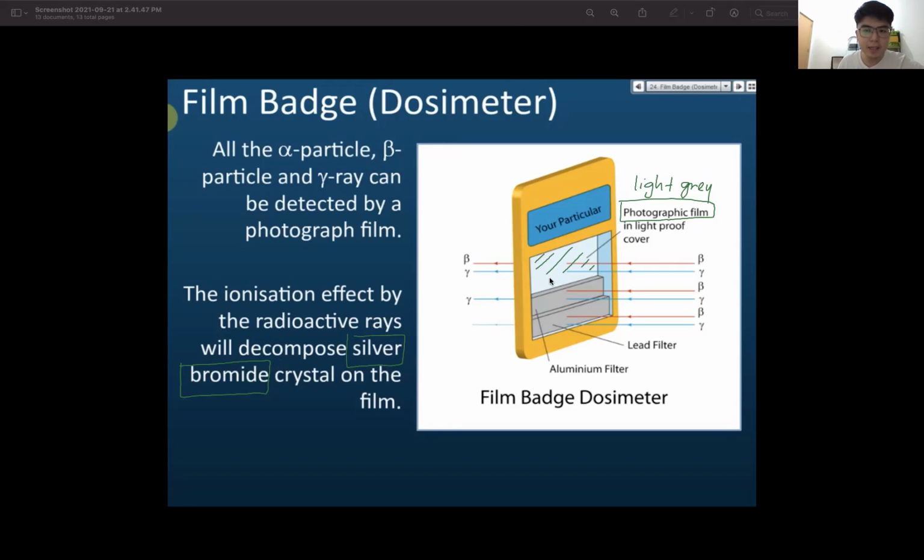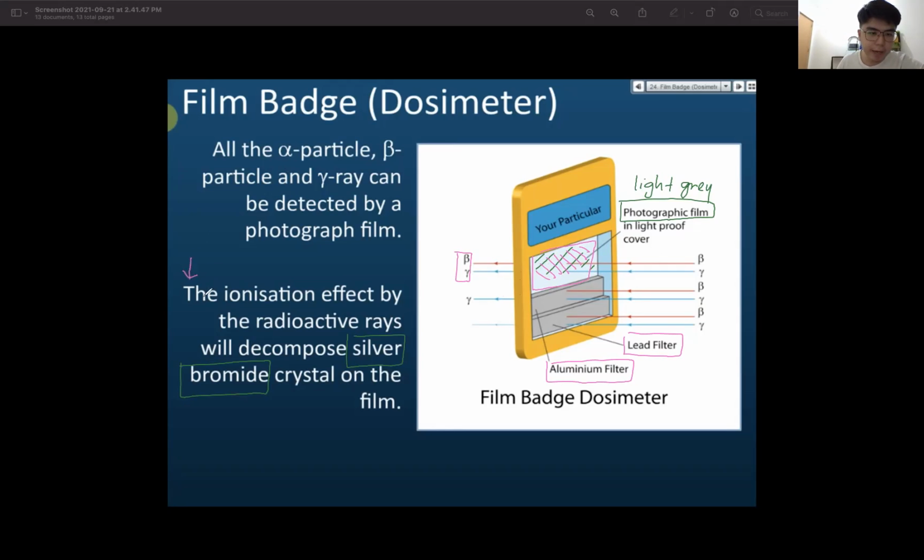And then you can see here that you have two filters. This is the lead filter, and this is the aluminum filter. And on top, there's no filter here. So you can look at the diagram. If the radiation is beta and gamma, then the top region will turn dark, because both can pass through. There's no filter, so they pass through, hit the film, and cause the film to turn dark because of the reaction with the silver bromide.